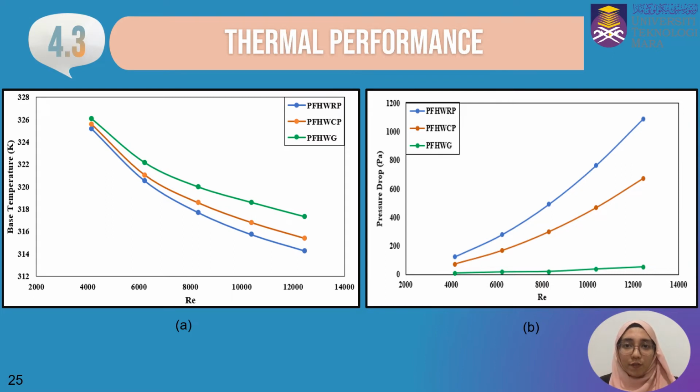Then, graph B shows the pressure drop of 3 heatsinks. It shows that when the value of Reynolds number increases, the pressure drop for all the heatsinks will increase. The pin-fin heatsink with groove has the lowest pressure drop compared to other designs of heatsink.